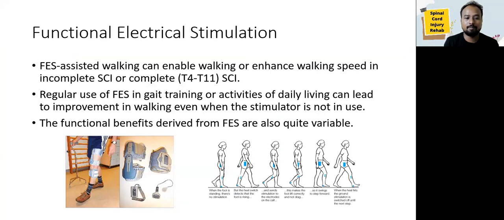FES, functional electrical stimulation, is where multiple muscle groups are stimulated at the same time, mimicking a particular function. You can see in the picture it is given for walking. This can be used to improve walking, especially in patients with incomplete or complete spinal cord injury from T4 to T11 level. The studies suggest that it can lead to some improvement in walking function. However, the outcome of FES can vary a lot depending on many factors.